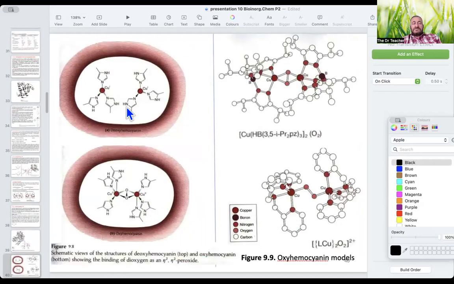And then there was a study of the copper centers, how they are, and schematic views of the structure: deoxyhemocyanin at the top and oxyhemocyanin at the bottom, showing the binding of dioxygen as eta-2 peroxide. This is the oxyhemocyanin model. Here is the model, here's the active site.